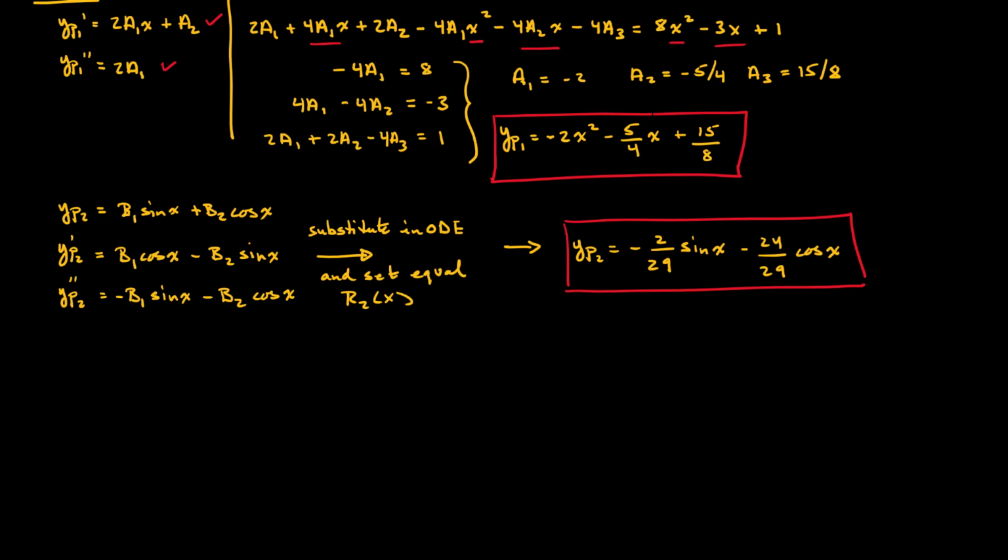Finally, we're going to look at yp3. yp3, we've proposed, is of the form c e to the 2x. So again, we need its derivatives. So yp3 prime is equal to 2c e to the 2x, and yp3 double prime is 4c e to the 2x.